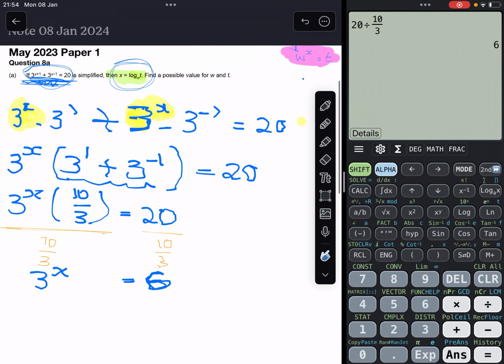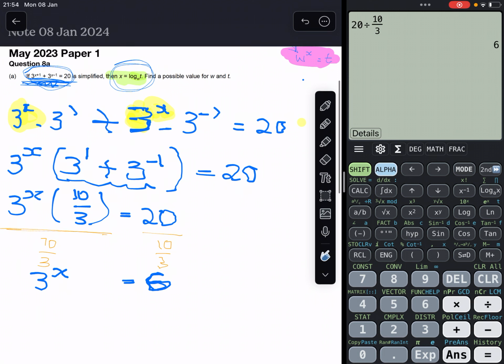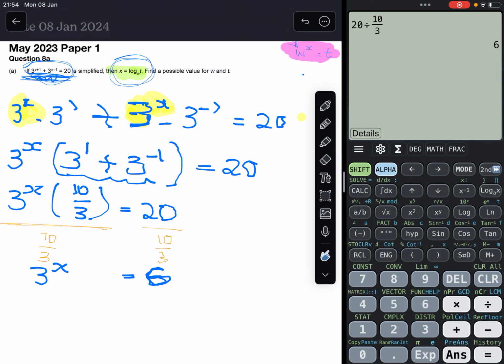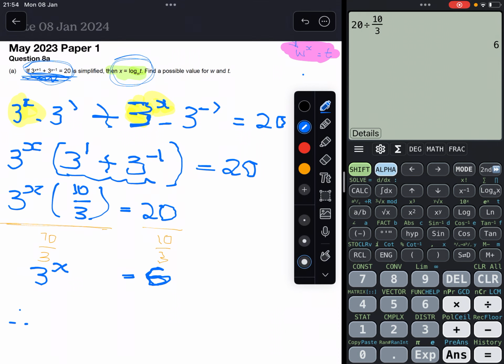But remember that the goal had been to get to a place where we have some number to the power of x is equal to another number. And we would know that the base is w and the number on the right hand side is t. So we can now say that w is equal to 3 and t is equal to 6. And there is our solution.